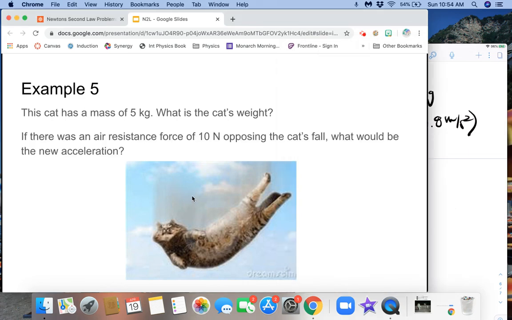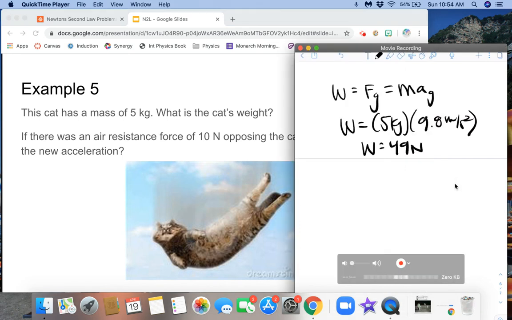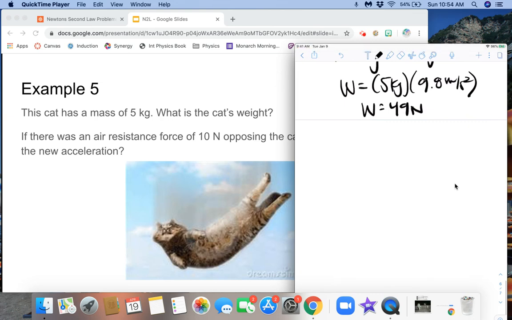And then we have, if there was an air resistance force, as this cat is falling, of 10 newtons opposing the cat's fall, what would be the new acceleration? So this is kind of bringing everything together, right? So first and foremost, we want to draw a free body diagram. So I have my cat. I know it's a beautiful, beautiful cat.